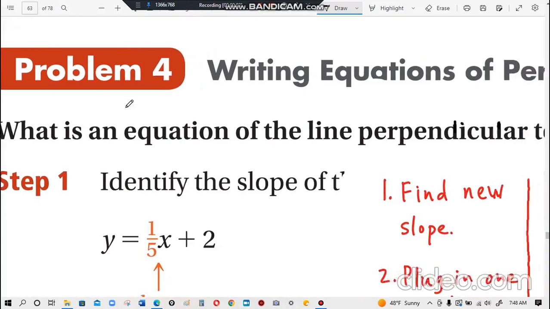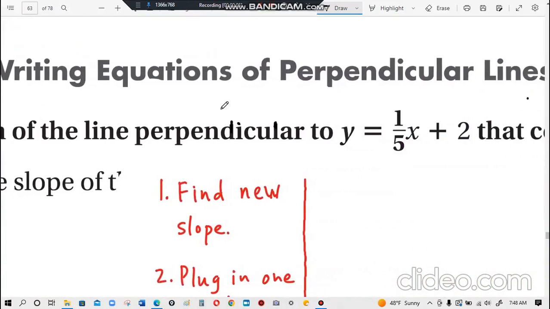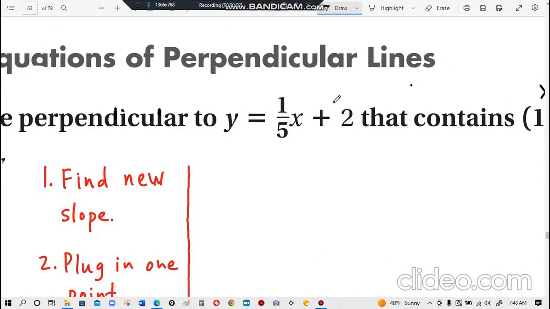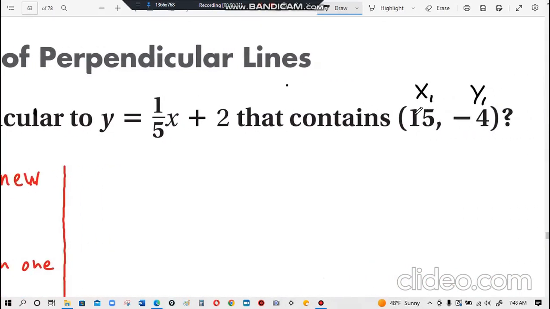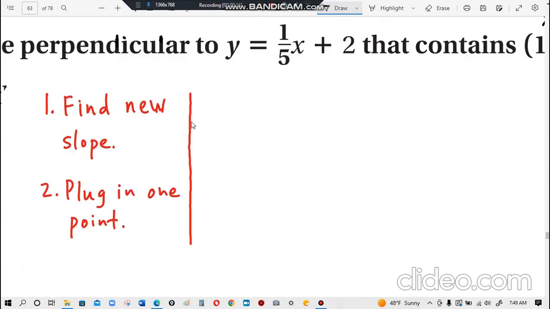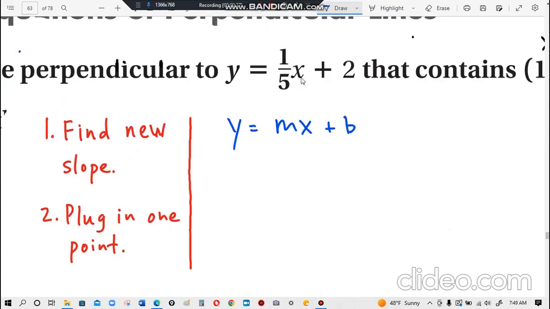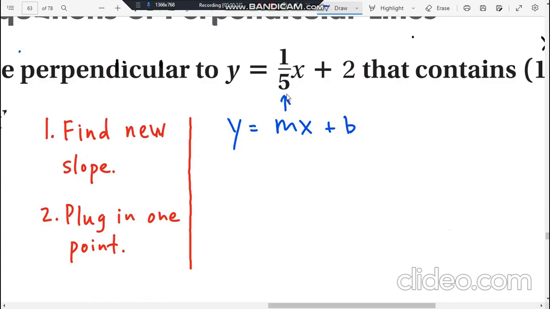Problem 4. What is an equation of the line perpendicular to y equals 1/5 x plus 2 that contains the point 15, -4? So there's 2 steps for this problem. We're going to have to find the new slope and then plug in 1 point. So the original equation here is in the form of y equals mx plus b. M is the number that's multiplied by x. That is the slope. So we can see our slope is 1/5.